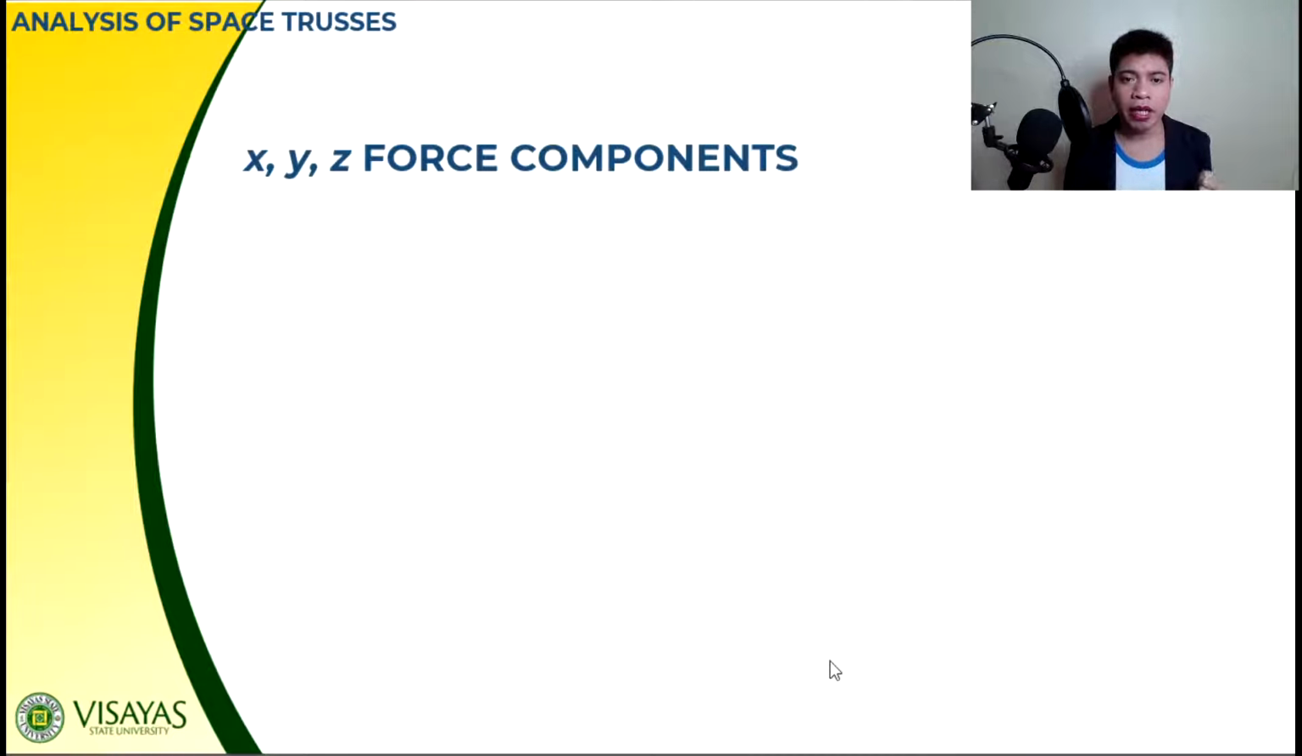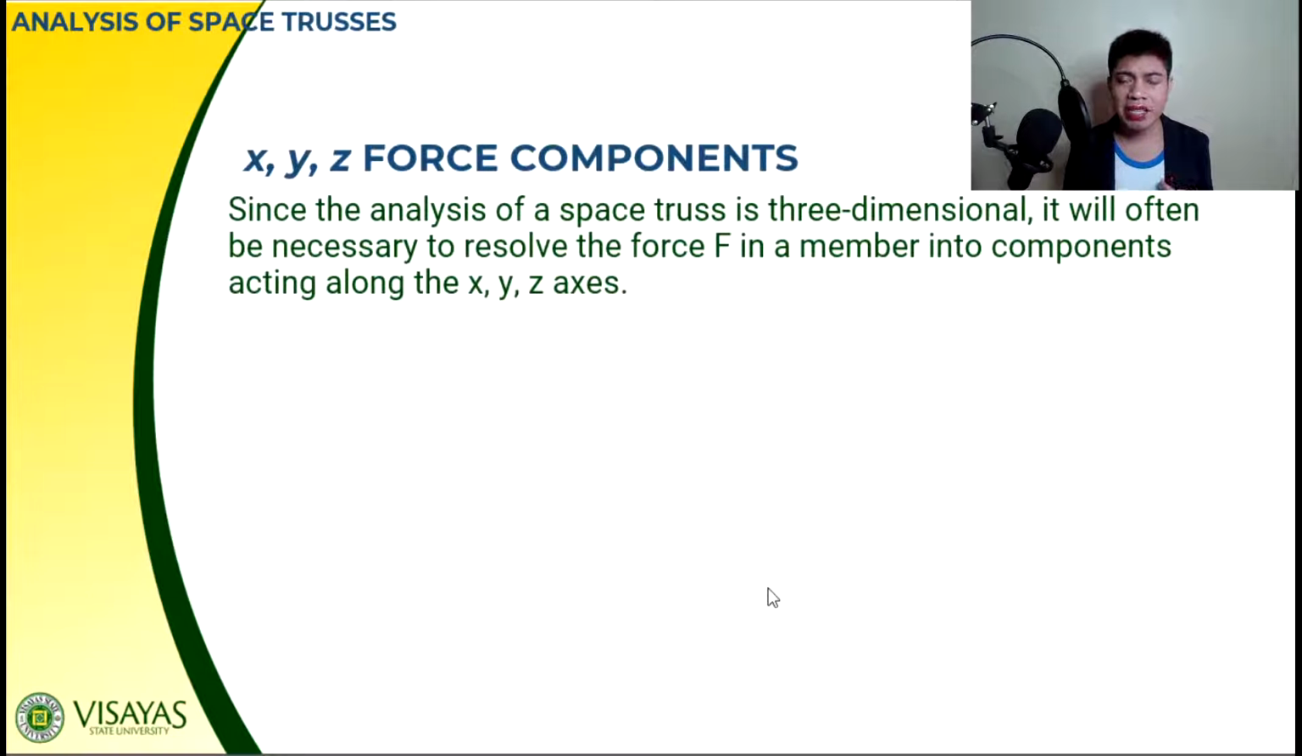So, dito tayo guys sa ating next, the XYZ force components. Since the analysis of a space truss is three-dimensional, it will often be necessary to resolve the force F in a member into components acting along the X, Y, Z axis. So, ang ibig sabihin guys, since mag-analyze tayo ng mga space trusses, it will often be necessary na kailangan natin kunin yung mga components ng ating force F sa bawat member. Okay? So, anong ibig sabihin guys?